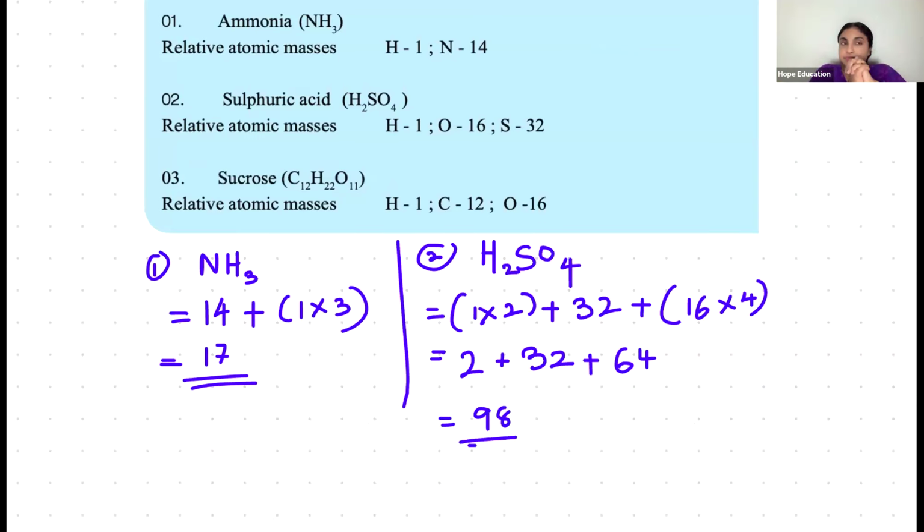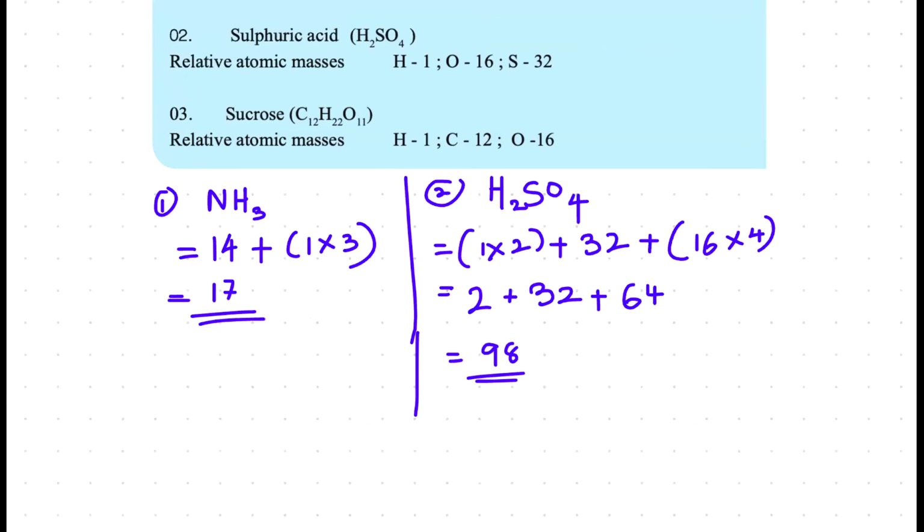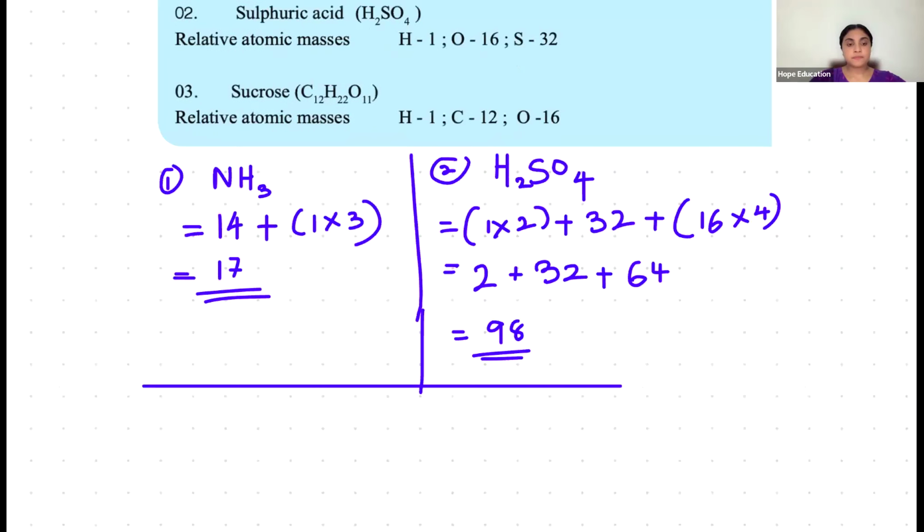Did you all get this answer? Yes, teacher. All right. Others? Yes, ma'am. Okay, great. Then let's do the third one also. Next one, make sure that you do the addition correctly. Addition, multiplication, don't get it confused. And also, once you're done with it, just double check it really fast.